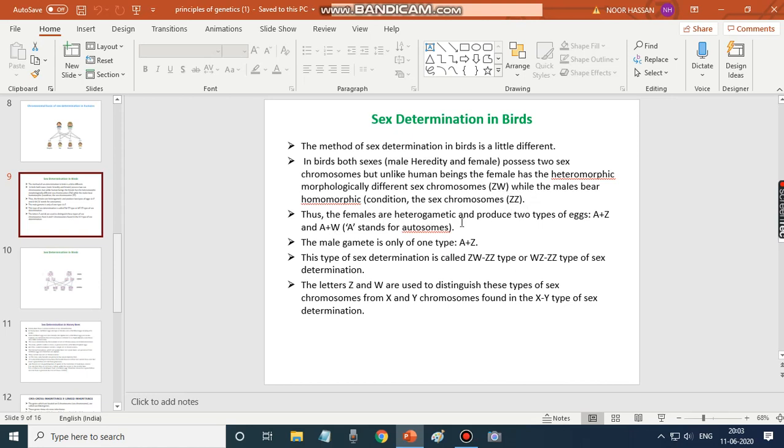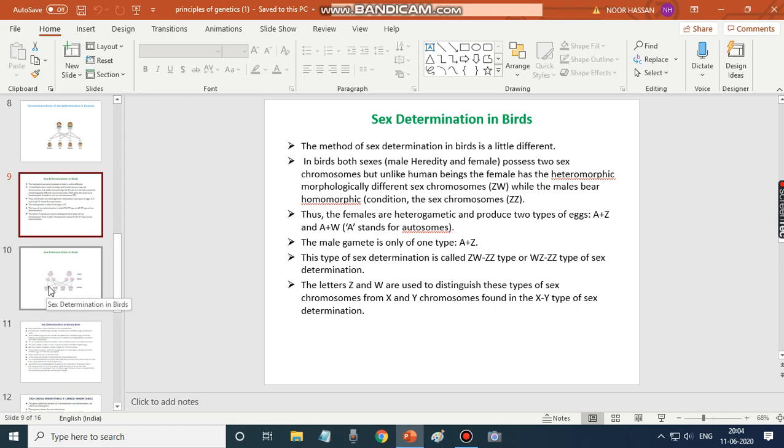Thus females are heterogametic and produce two types of eggs, that is A plus Z and A plus W. Here A stands for autosomes. The male gametes are of only one type, that is A plus Z. This type of sex determination is called ZW-ZZ type, or WZ-ZZ type of sex determination. The letters Z and W are used to distinguish these types of sex chromosomes from the XY chromosomes found in the XY type of sex determination in human beings.